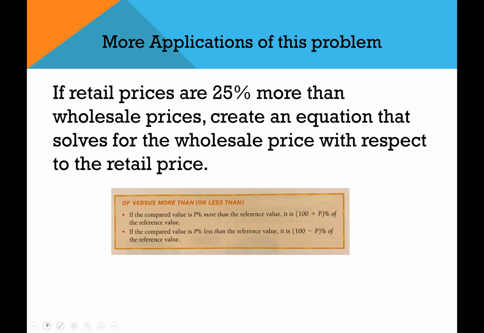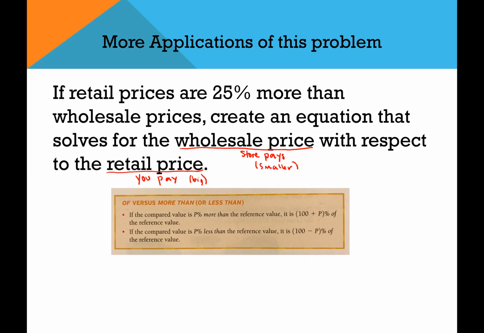If retail prices are 25% more than wholesale prices, create an equation that solves for the wholesale price with respect to the retail price. Well, first of all, a wholesale price is what stores buy things for, and then they boost up the price so that they can make money, and that is called the retail price, what you pay. So this is what the store pays for the good, and this is what you pay. And this should be bigger, and this is going to be smaller.